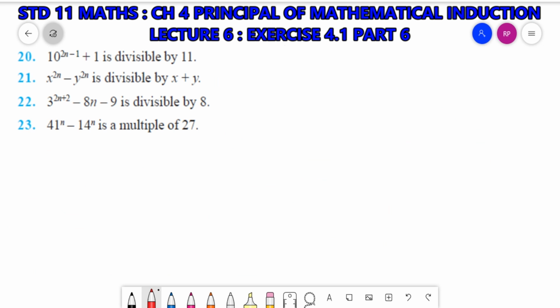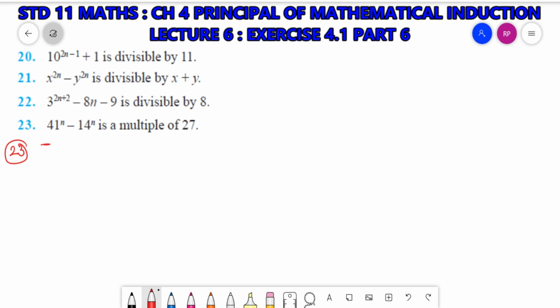Now let's move to the last sum. Okay, last is 24th, but 24th we had already completed in earlier video. So 23rd is the last for this exercise for us. You have to prove 41 raised to n minus 14 raised to n is a multiple of 27.